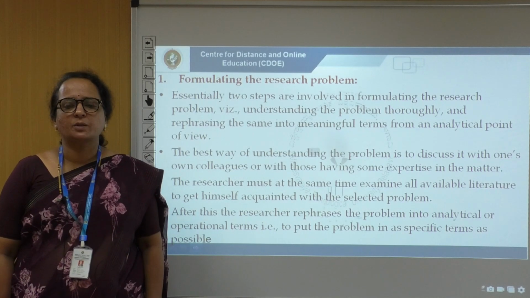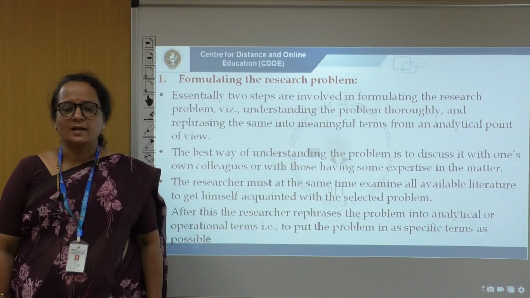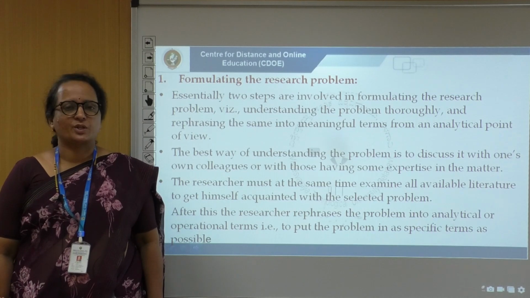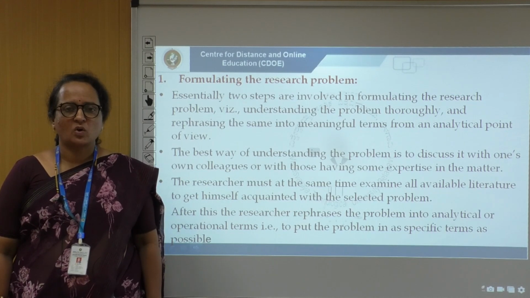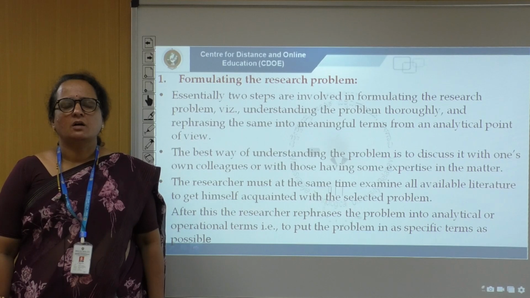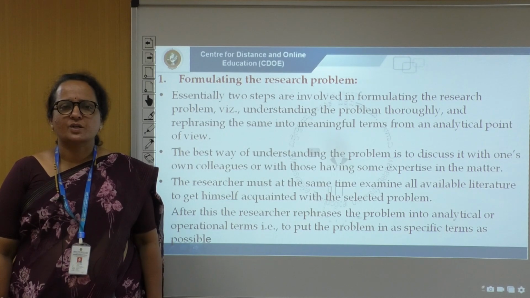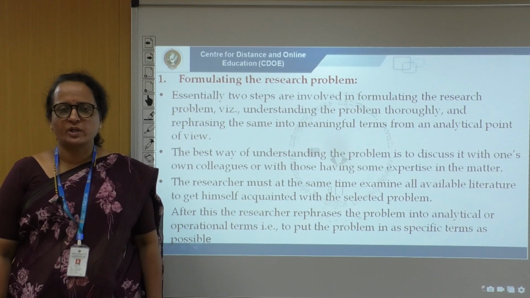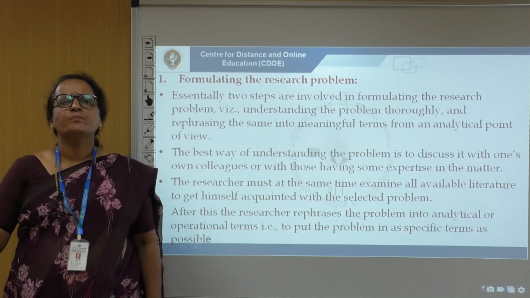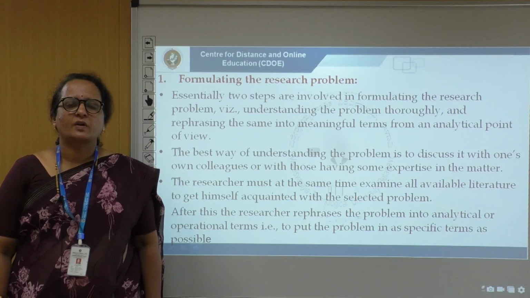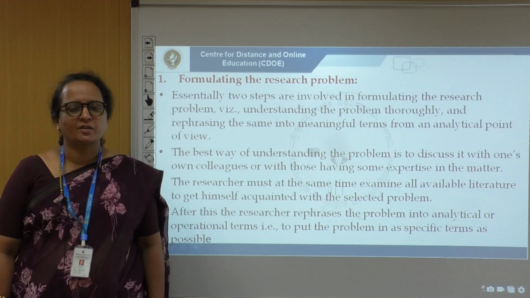The best way of understanding the problem is to discuss with one's own colleagues or with those having some expertise in the matter. For example, if it is an academic research, then the help of the guide will assist in problem definition. If it is a business problem facing an organization, then the researcher will understand the nature of the problem thoroughly by interacting with the authorities of the organization, such as managers, employees or top level executives. Through investigation and discussion with such people, the researcher understands the nature of the problem.